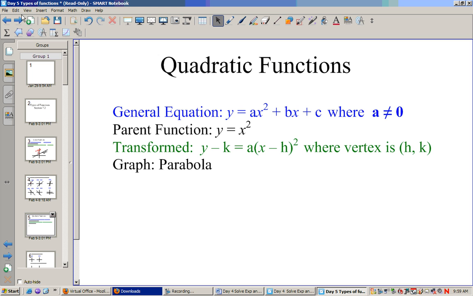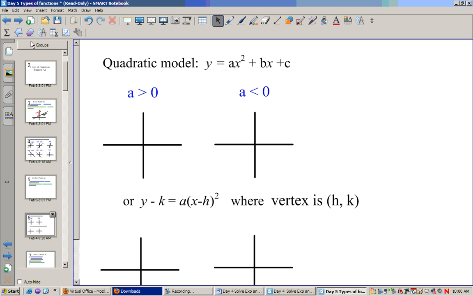Our quadratic equations, y equals ax squared plus bx plus c, where a is not equal to 0. Our parent function is y equals x squared. We transform it, we can move it to the right, left, up, and down. And we use this formula, y minus k equals a times x minus h squared. The vertex of that is going to be h, k. This is the x, that's the y. And we're going to get a parabola from that. So if I want to make a graph where the a is positive, it would look like this. It would open up. If a is negative, it's going to open down.